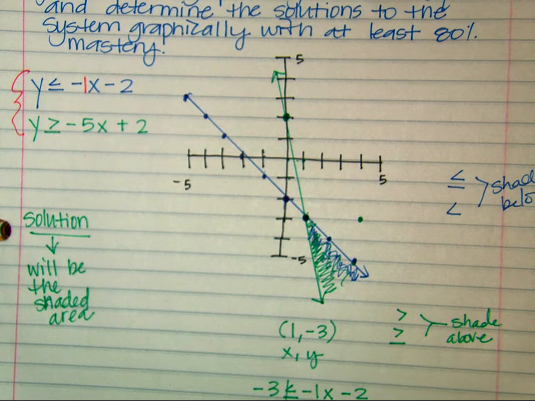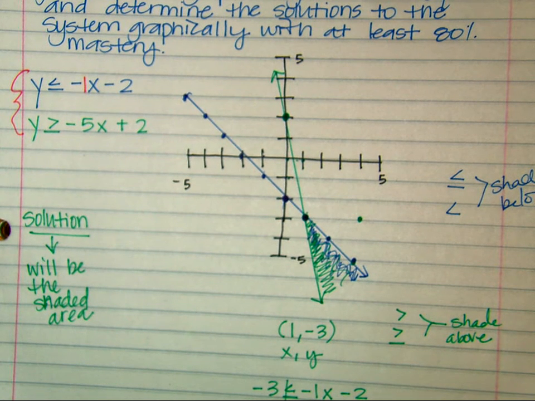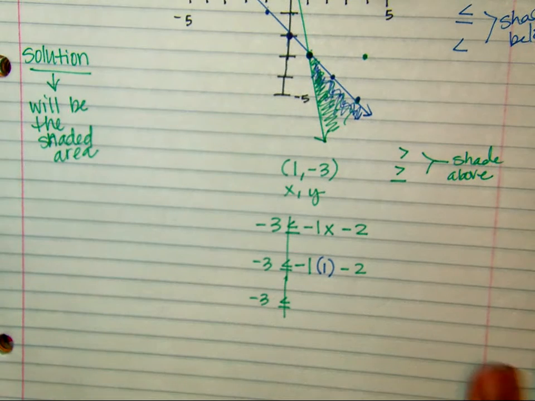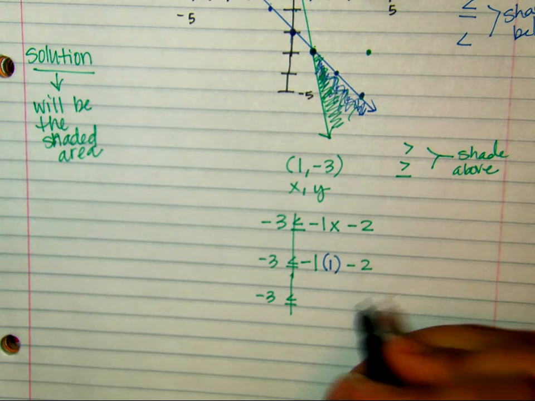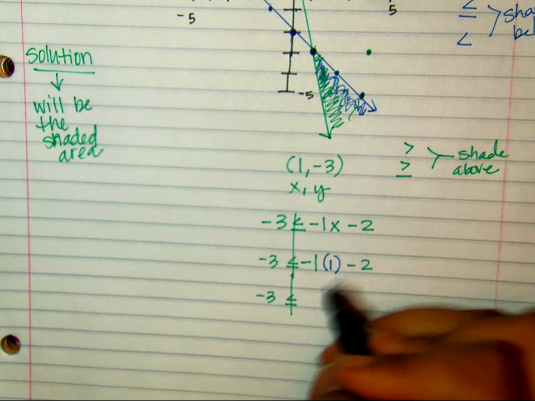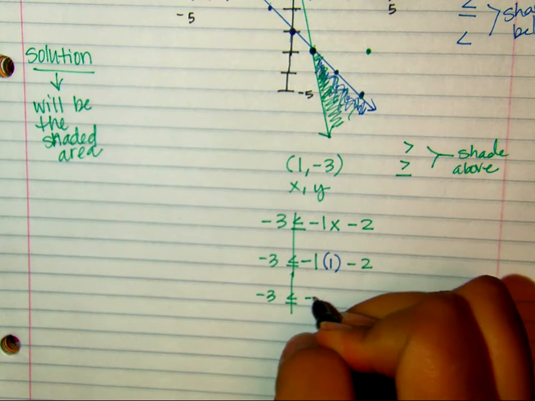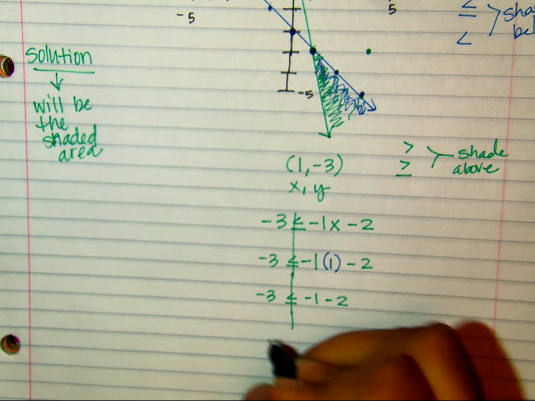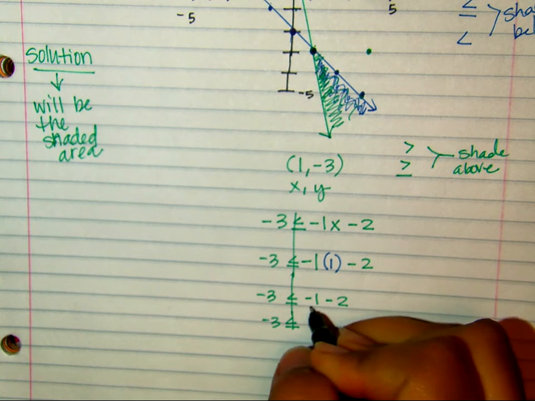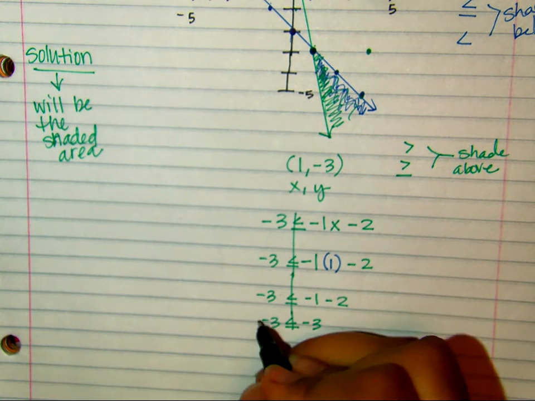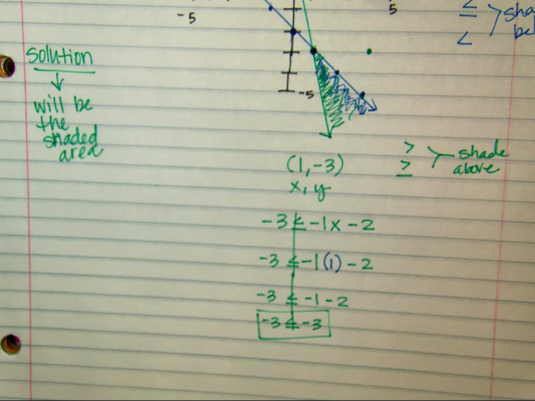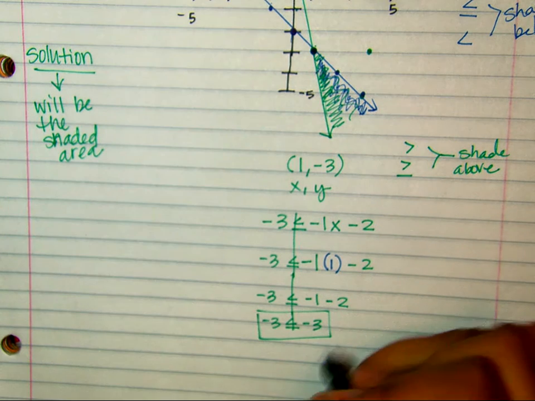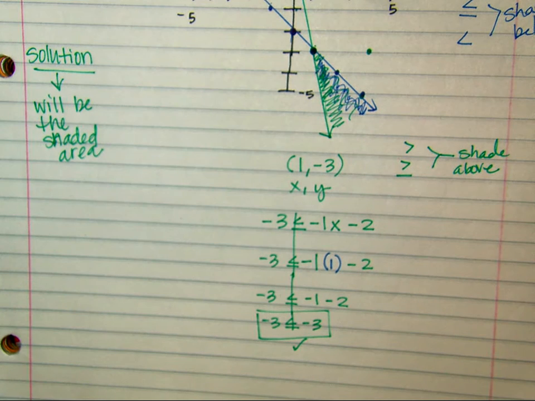Minus 2. Alright? I'm trying to see if negative 3 is less than or equal to whatever's going to be over here. So negative 1 times 1 is negative 1, minus 2. Negative 1 minus 2 is negative 3. So would this be a solution? Yes, because negative 3 is less than or equal to negative 3. So that's a check. Let's go ahead and check the other one.